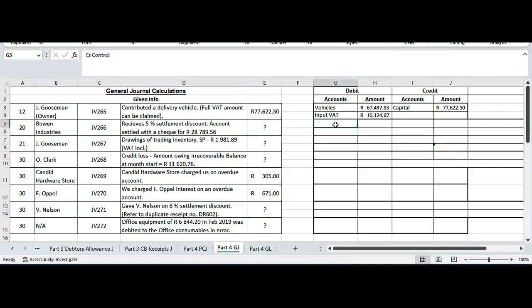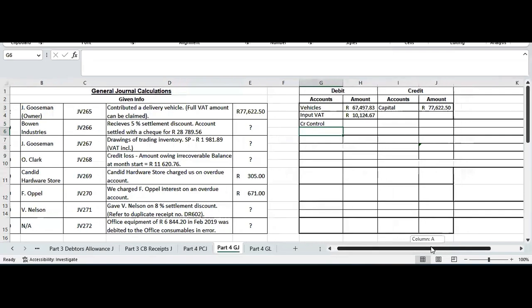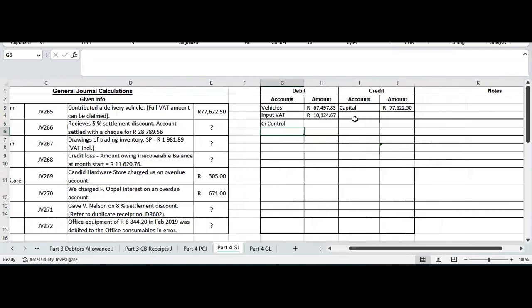Okay, creditors control, because we are paying the account to Bowman Industries. He's a creditor of ours, so creditors control will be debited for a certain amount. I'm going to show you how that works now. And then the accounts that are going to be credited are the settlement discount and the output VAT. Okay, so just understand what is happening here.